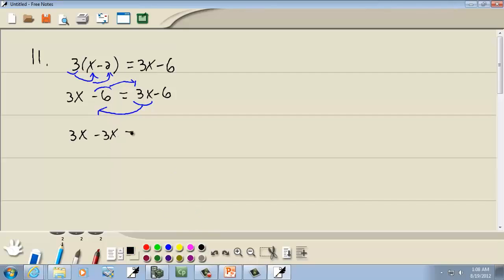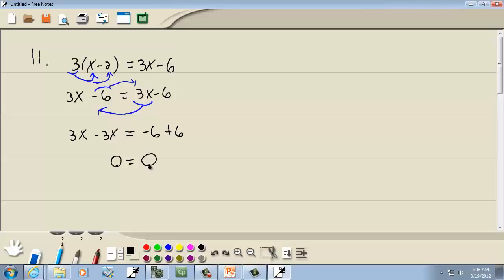Remember, when you take anything across your equals, the sign changes, so 3x becomes negative, and then negative 6 becomes positive. At any step, combine together like terms. 3x minus 3x is 0. Combine together numbers. Negative 6 plus 6 is 0. Now we have a problem. We were solving for x, and all of a sudden our x disappeared completely. And we got 0 equals 0.